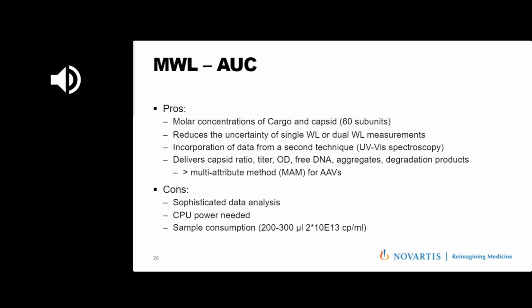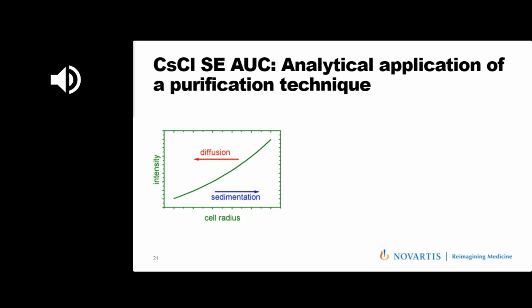But of course, data analysis may take some time, and it consumes, and this is the only really hard constraint I would say, quite a lot of sample. So in our case, we needed 200 to 300 microliters of the undiluted product. And as you may have heard, Zolgensma is quite expensive. It's, I think, 2.1 million per dose. So the question is, can we save material for routine analytics? And the answer is yes.